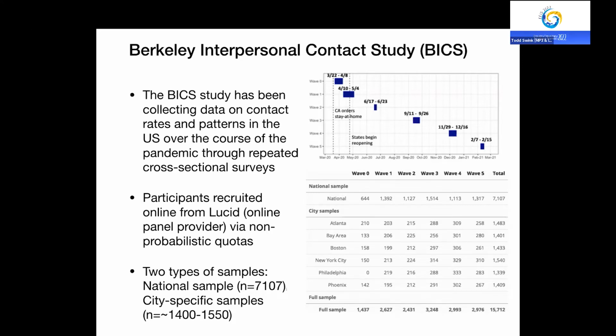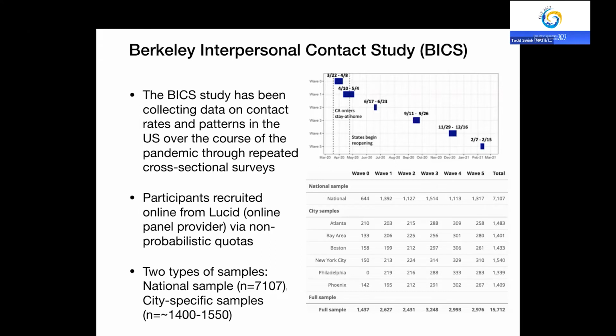And then we have city-specific samples that in some ways we chose based on where collaborators wanted more data. We had folks in the various public health departments who reached out to us early on in the pandemic and wanted contact data. And so we started collecting some of these city samples. So there's not really any strong reasoning behind why we chose these cities.